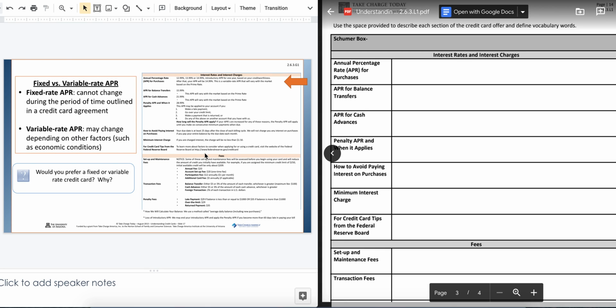We're also going to have what we call a fixed or a variable rate. So a fixed rate would be one that cannot change over the life of this agreement or over your contract. Or it could identify that it is a variable rate. And this means that it can fluctuate. So based on economic conditions, based on your improving or declining credit history, they could increase or decrease the interest rate that you are paying.